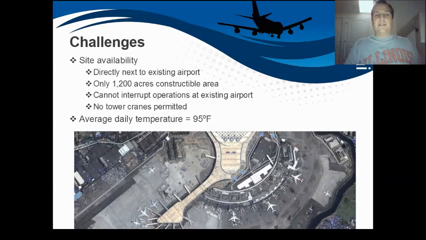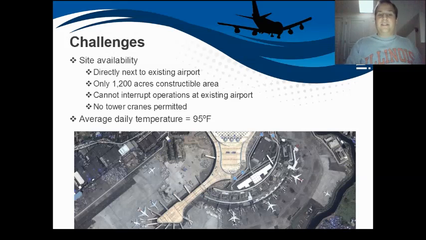There was one spot available, and that was directly next to the existing insufficient airport, but the space was only 1,200 acres. Now, many airports in Asia or Southeast Asia of comparable air traffic size are generally somewhere between 5,000 to 30,000 acres. So as you can imagine, this space is quite small.